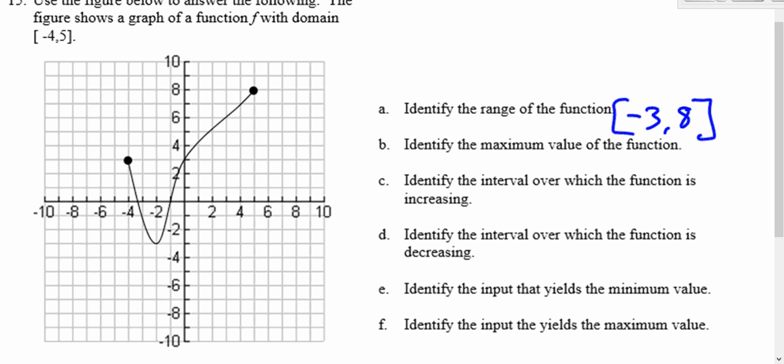The maximum value, that's the highest value for the entire function, the highest y value, which is up there at 8. We don't need to put the x value because it only said the maximum value, which is the y value. If it said the input for the maximum value, that's when we would write the x value.